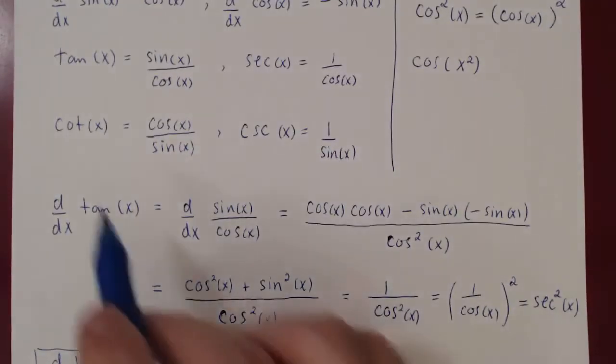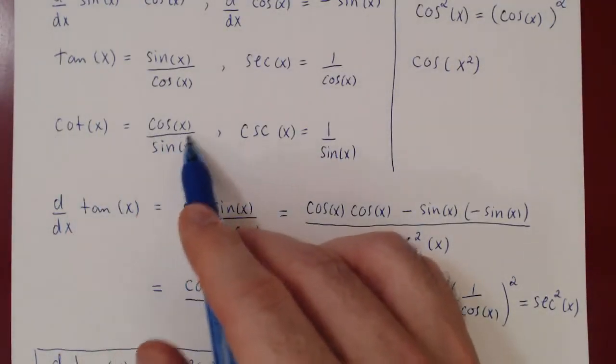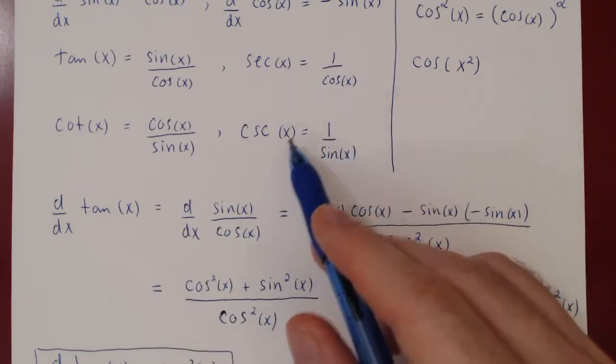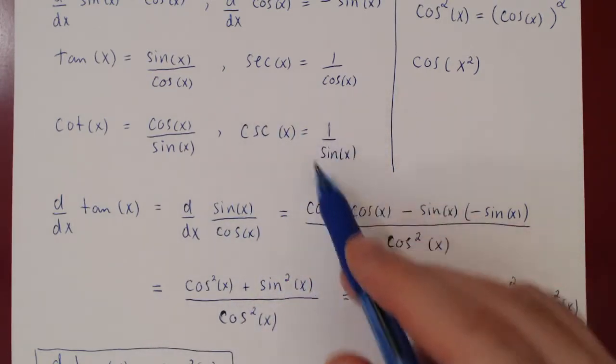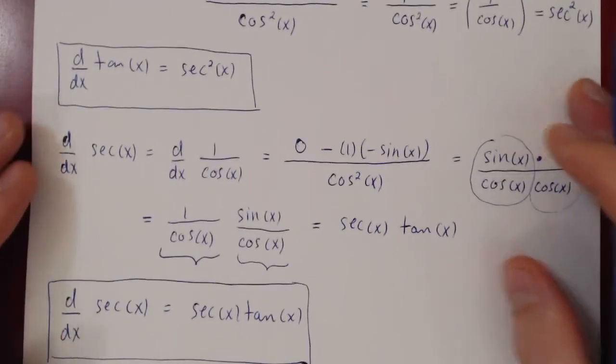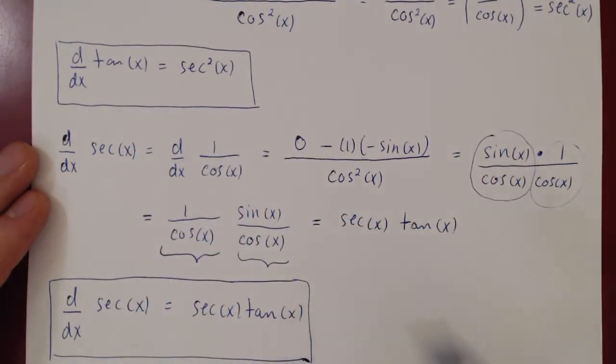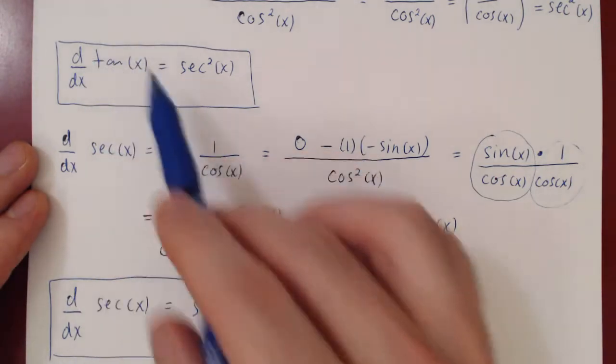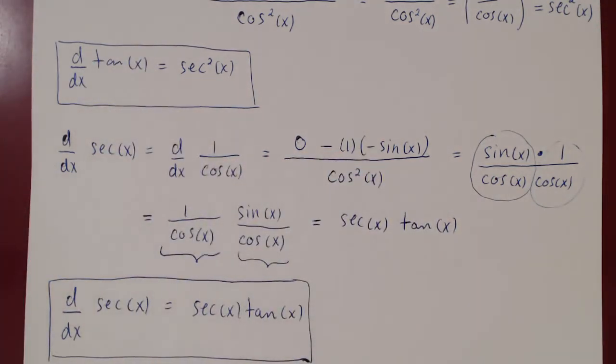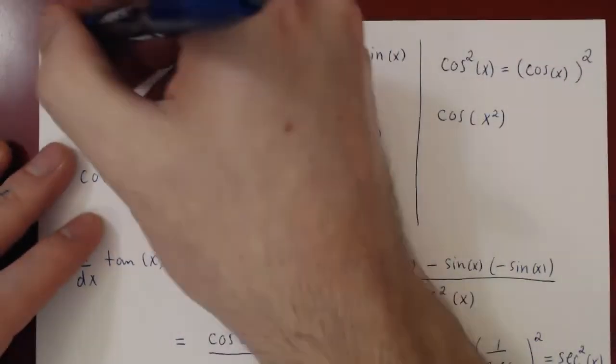And as I've said before, I will let you now find the derivative of cotan of x, again using the quotient rule, and the derivative of cosecant of x, once again with the quotient rule. And you will arrive at very similar results as in the case of the derivative of tan of x and secant of x. So now, let's use these four derivatives.